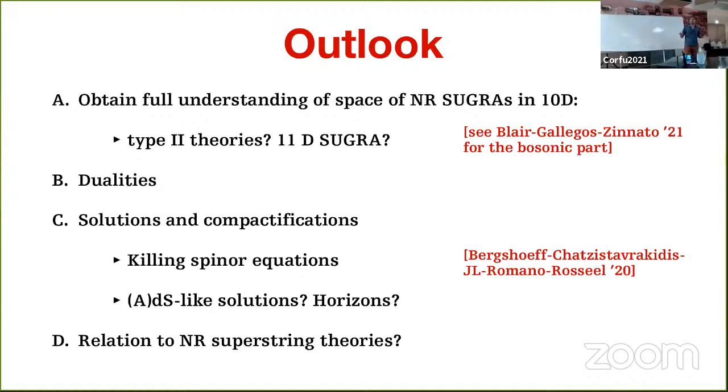More directly, you can take the results that I've presented and just look for solutions. You can look for compactifications. I haven't given the full details, but we have the Killing spinor equations. Solving them can be a bit cumbersome, again because of this funny boost representation, so you have some funny mixing between the supersymmetry parameters. But in a paper with Thanasis from last year, we developed techniques to solve these in a slightly different context. Still, we think some of these techniques could be useful. And of course, you want to look for AdS-like solutions, solutions with horizons, and so on.